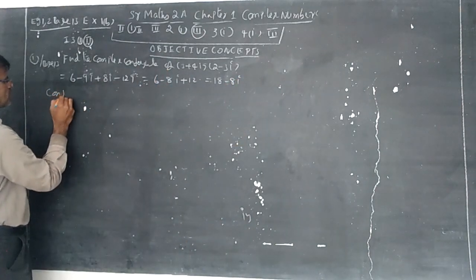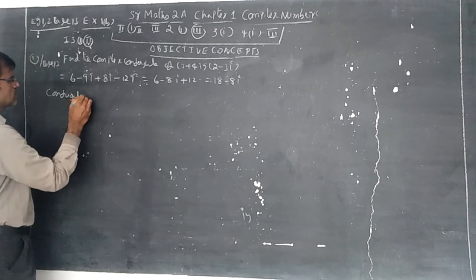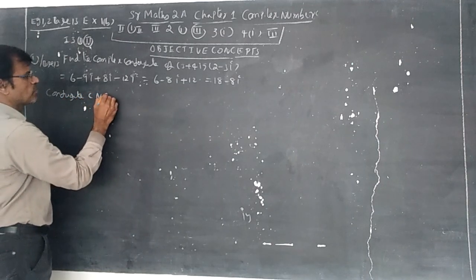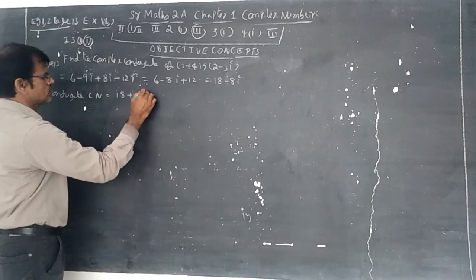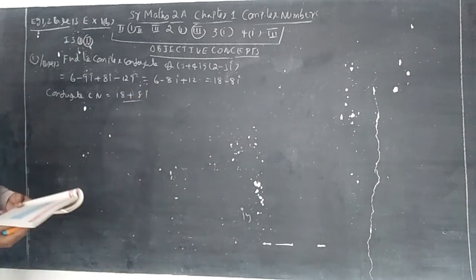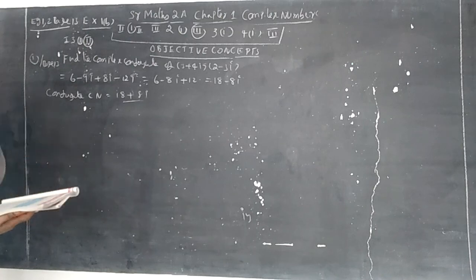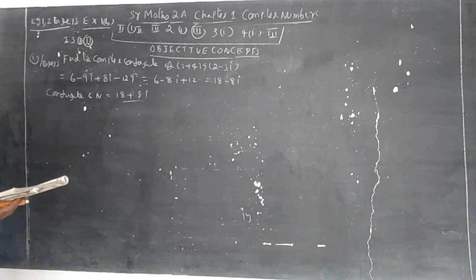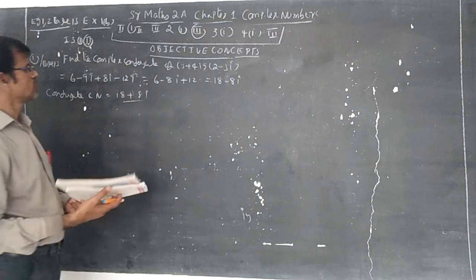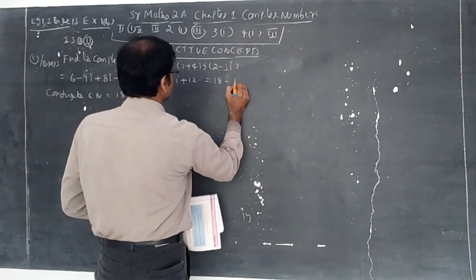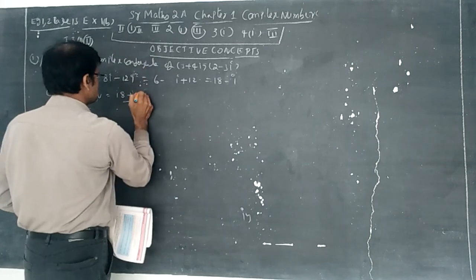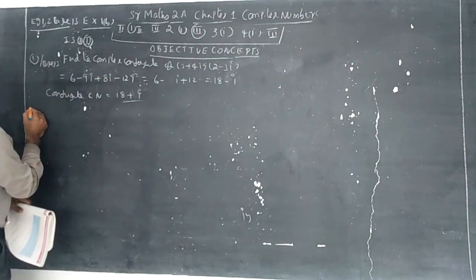So the conjugate complex number is equal to 18 plus i. That's all. This is simply 18 minus i, so the conjugate is 18 plus i.